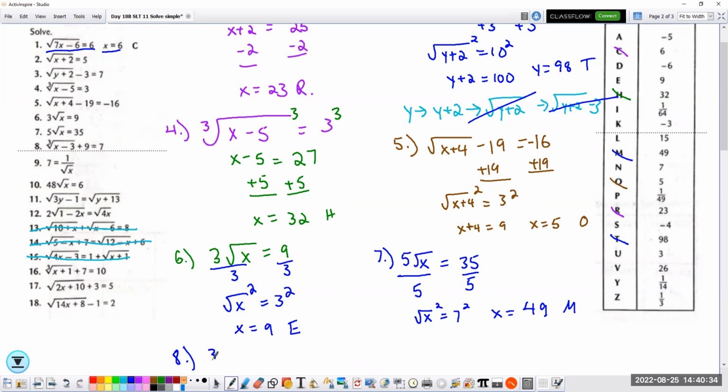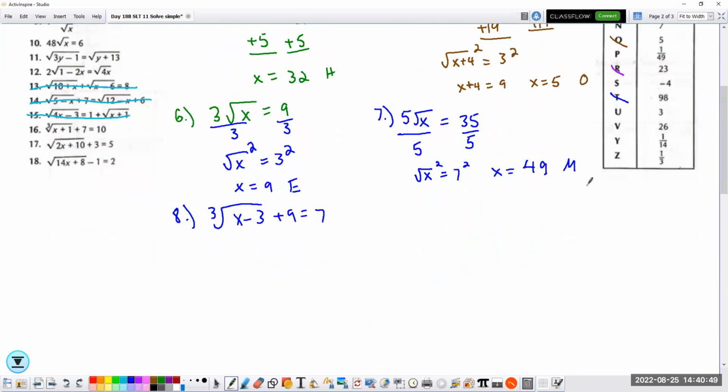All right, number 8, we've got the cube root of x minus 3 plus 9 equals 7. Now, again, I'm thinking ahead. The last thing I'm going to do is add 3. Then in the middle, we cube. And so actually the first step is to subtract 9.